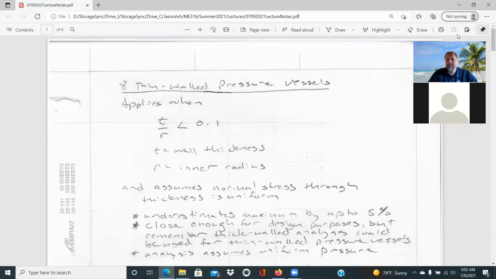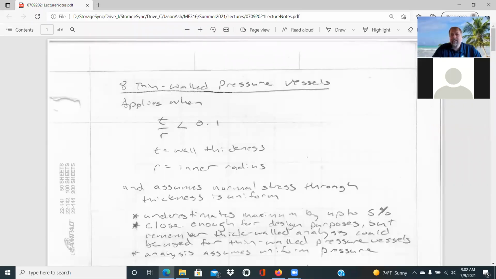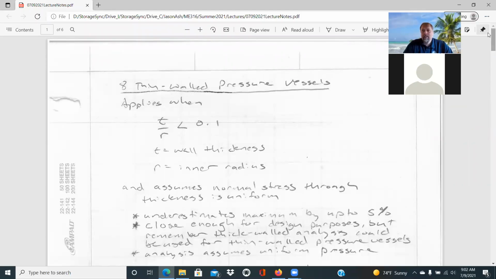On Wednesday, we introduced the concept of failure theories, and now chapter 8 in your textbook, stepping back a little bit, introduces you to combined loadings. And so our next homework set will be a myriad of problems from chapter 8 onward that deal with combined loadings and failure theories.